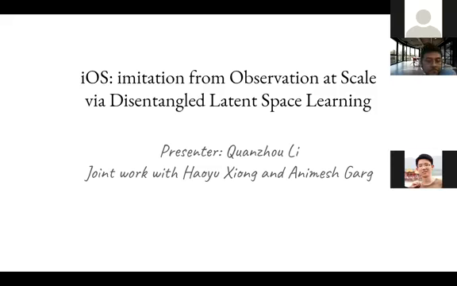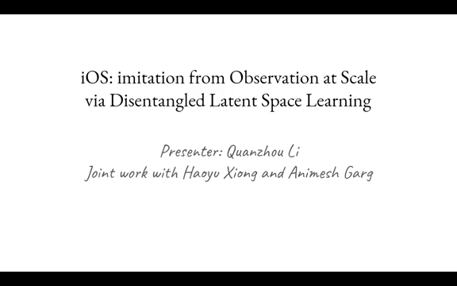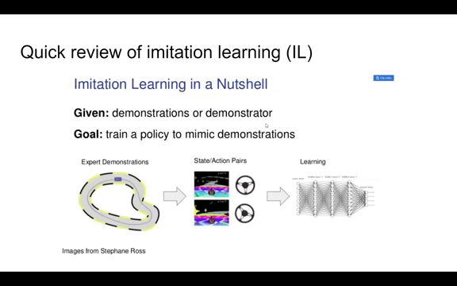So hi everyone, my name is Quanzhou Li, and I'm going to present the project we call IOS, Imitation from Observation at Scale via Disentangled Latent-Based Learning. First of all, I'm going to do a very quick review of imitation learning. Imitation learning is a learning method that uses demonstrations generated by experts. The experts can be humans or RL agents to learn a policy so that the learner can use this learned policy to mimic the behaviors of the expert.